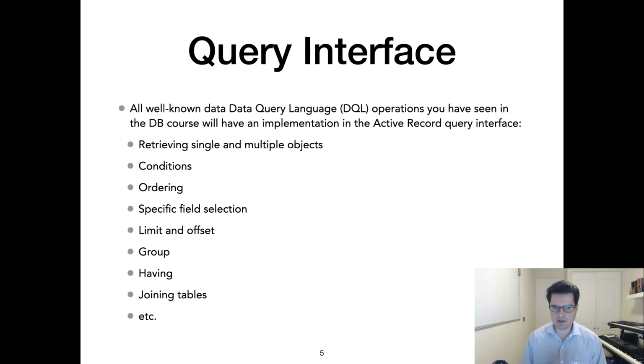You've got ordering, either in ascending or descending order. You can group results. You can use the having clause. You can limit and offset. You can pretty much do everything you already know from SQL with ActiveRecord. Instead of interacting with the database directly, you use objects. That is, ActiveRecord models, of course.